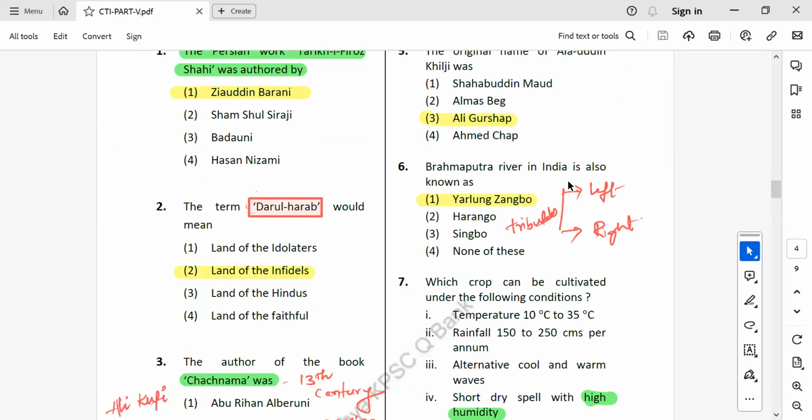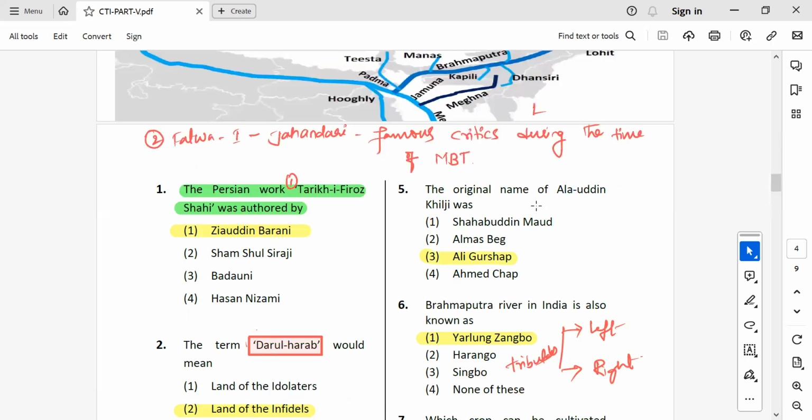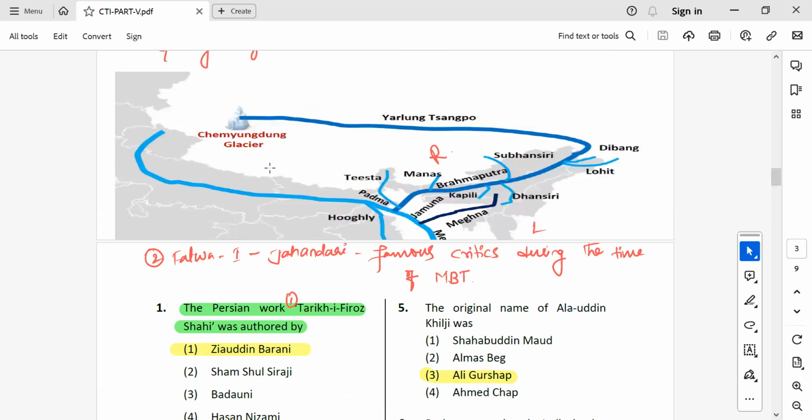Then the Brahmaputra River in India is also known as, this is the Tibetan word, Yarlung Zangpo. So remember, I think recently in the Group C exam also, they have asked this question. Of course, everyone might know the Brahmaputra river. This glacier is very important because this is the place where the river originates, Chemayungdung Glacier.